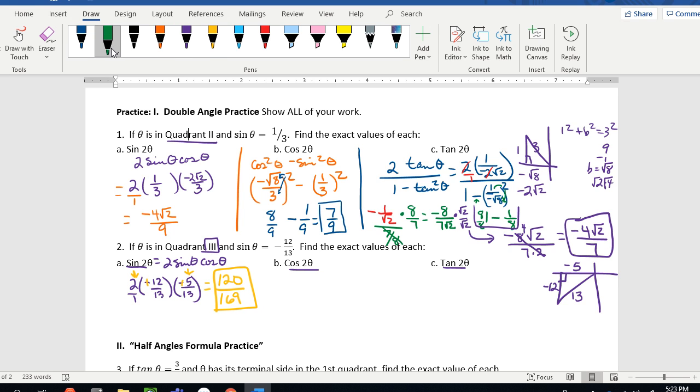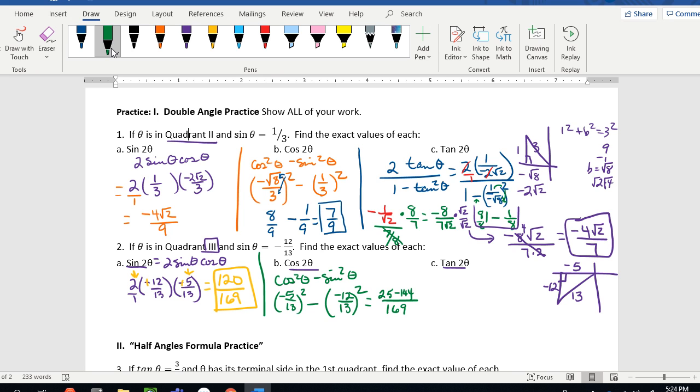All right, let's go to the next one. Cosine squared minus sine squared is what I'm filling in. So cosine squared is 5 over 13 squared. And yes, it was a negative, but when you square it, it's going to go away anyway. Sine squared is 12 over 13 squared. So that's going to give me a total of 25 minus 144 over 169.